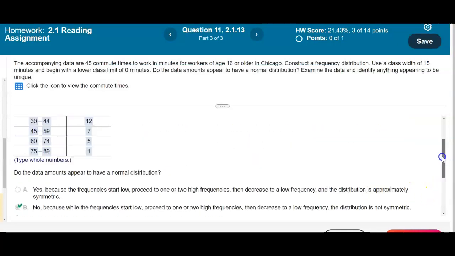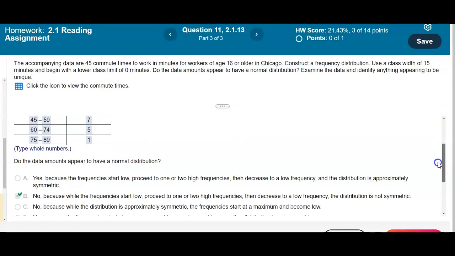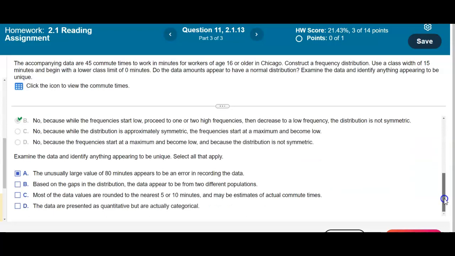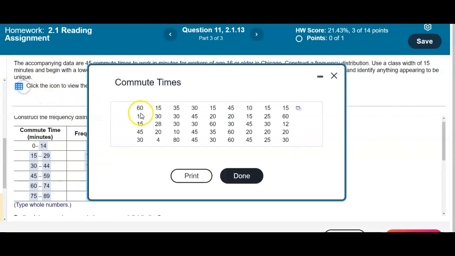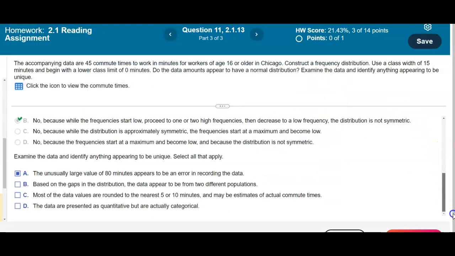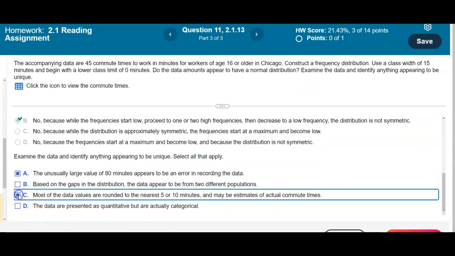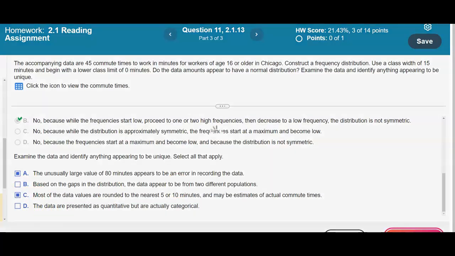Okay, so we know that 80 definitely is a number that could be an unusually large number. Okay, what else? Can we say most of the data are rounded to the nearest 5 or 10 minutes? Is that true? Well, let's check. Are they rounded to at least 5 or 10 minutes? That is true. So therefore, we would say that maybe C. So maybe A and C is our answer.